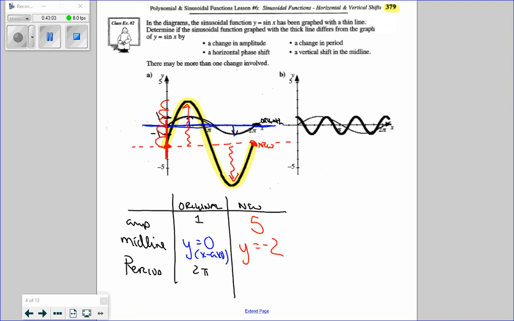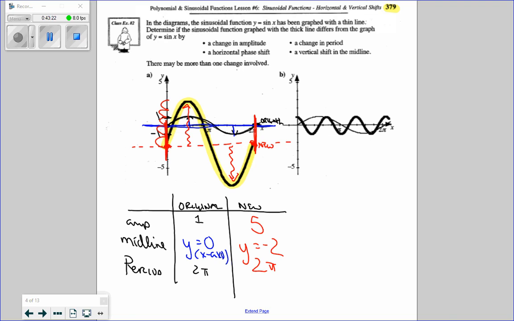Does it start at 0 and still finish at 2 pi? Yes. So, did the amplitude change? Yep. Did the midline change? Yep. Did the period change? No.